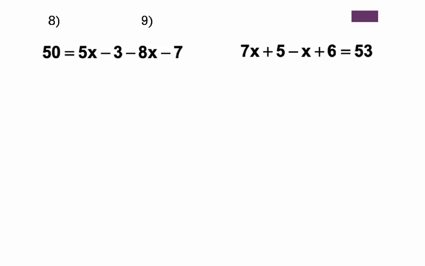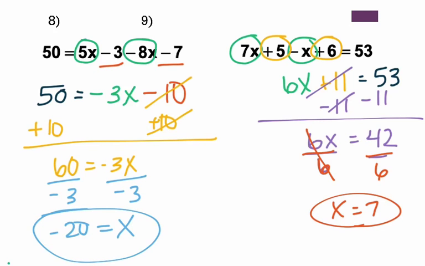Okay, really, I want you to try these on your own. So pause the video, and I'm not even going to explain them. I'm just going to show my steps for how I got the answer and put the answers up. All right, so that first one, you have to be careful with the negatives. We would get x is equal to negative 20 for number 8. And we can plug that back in and check. And when we do, 5 times negative 20 minus 3 minus 8 times negative 20 minus 7 is in fact 50. And number 9, we get the value of x is equal to 7.